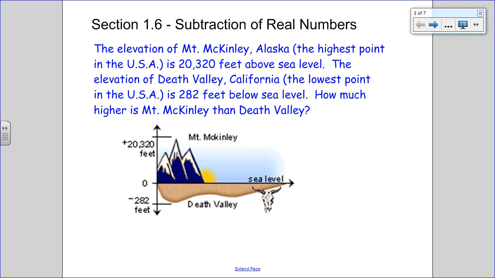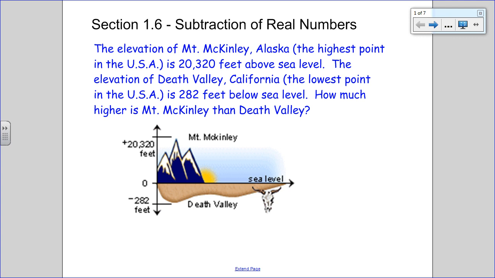The elevation of Mount McKinley in Alaska, which is the highest point in the United States, is 20,320 feet above sea level. The elevation of Death Valley in California, which is the lowest point in the United States, is 282 feet below sea level. How much higher is Mount McKinley than Death Valley?